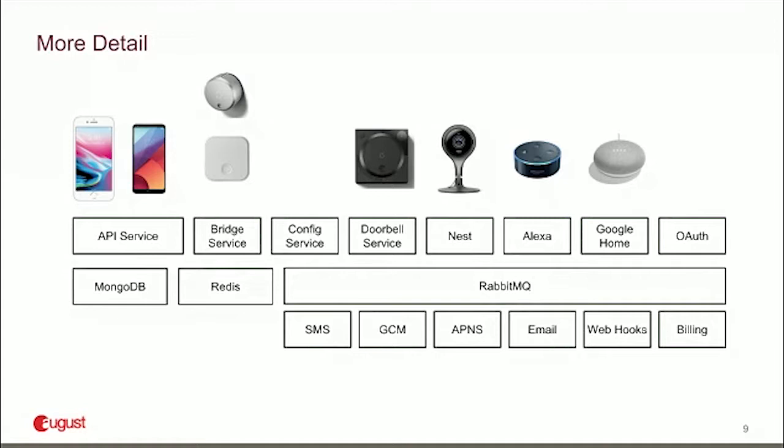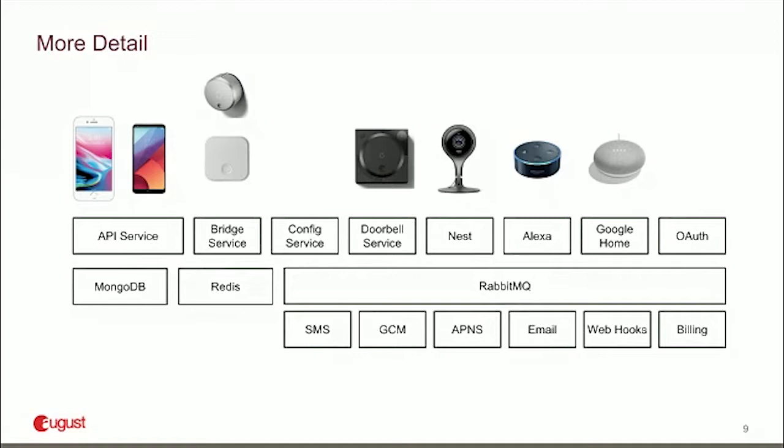Both the bridge and the doorbell share a configuration service. So there's a service that they hit as soon as they come up that gives them the information they need regarding the other services they should talk to, and also communicates to them where they should be getting firmware updates and things like that.